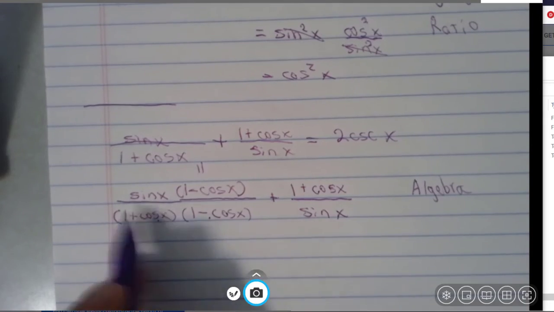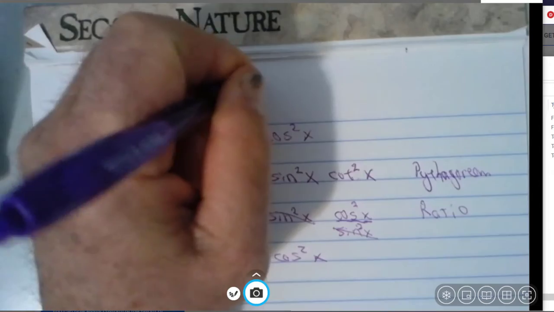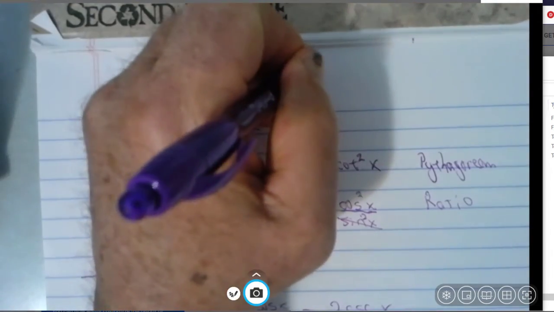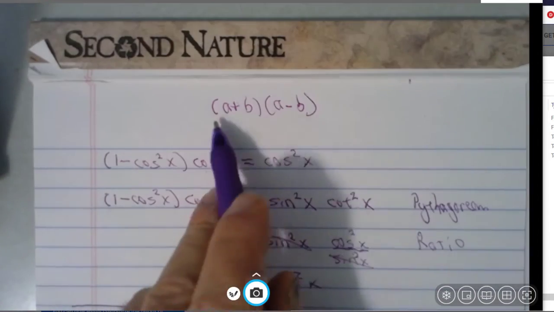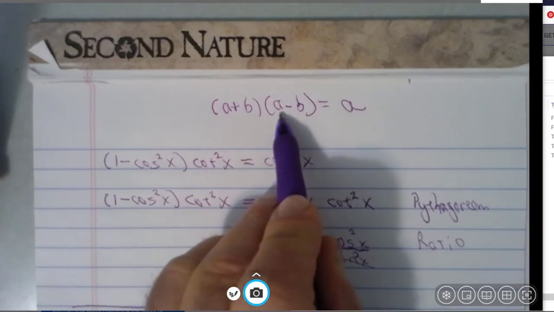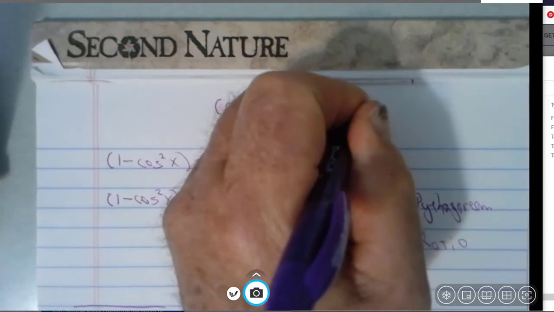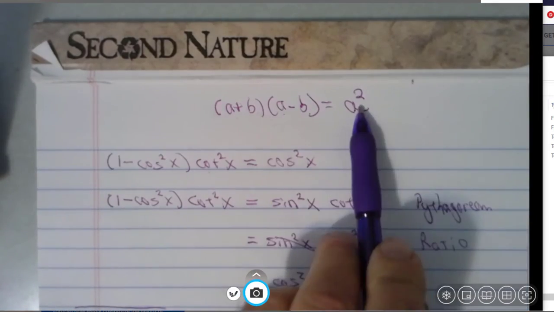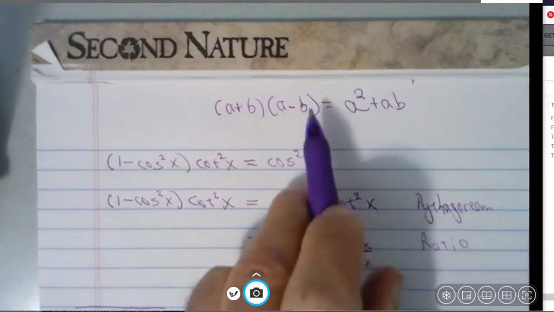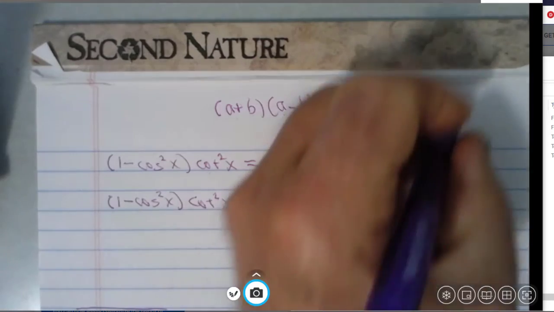Now, if I multiply these out, I'm using this old pattern from algebra. Let's see, I've got the plus first on that one. If I multiply these things out, a times a is a squared. I said a squared, but I didn't write it. So let's try again. A times a is a squared. This times this is ab plus ab. This times this is minus ab. And this times this is minus b squared.